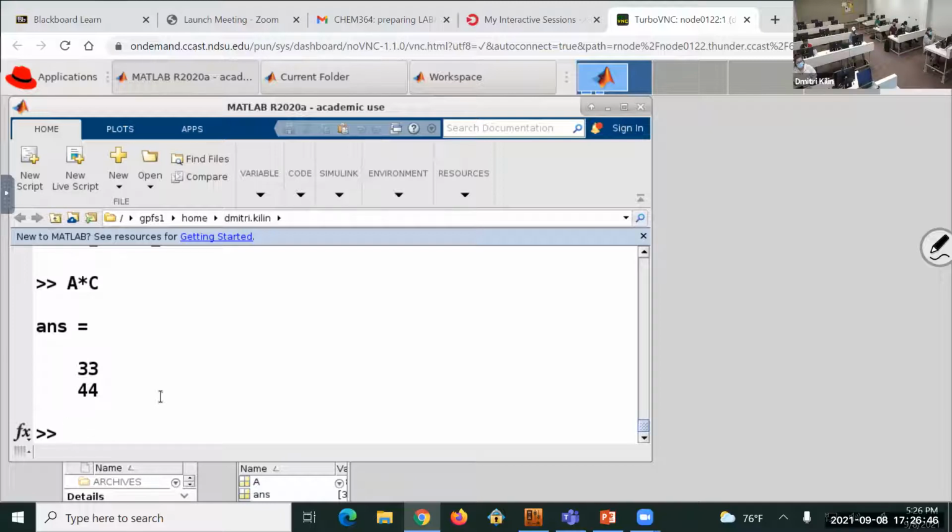So we do your favorite row by column. And it will be two components. It will be a vector of the same orientation.